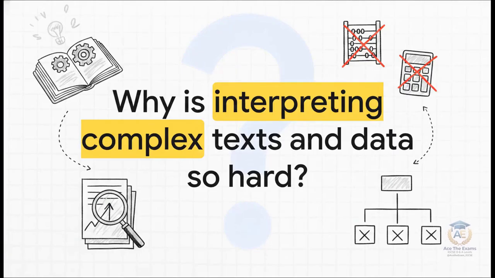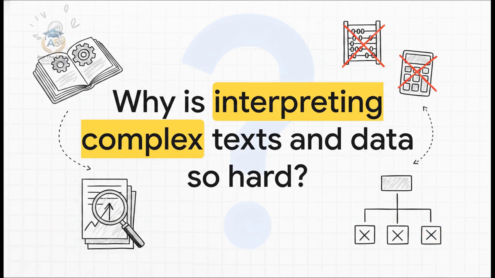I want you to look at this question on the board. Why do students find interpreting complex texts and data so hard? It's a fascinating question. The reason is that too many candidates treat accounting as just a math test. But the examiner is testing systematic, logical analysis. Take a standard transaction, like the credit purchase of a non-current asset.